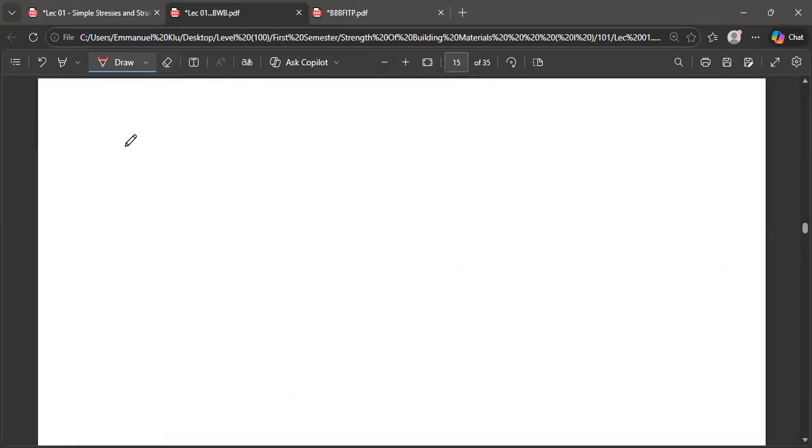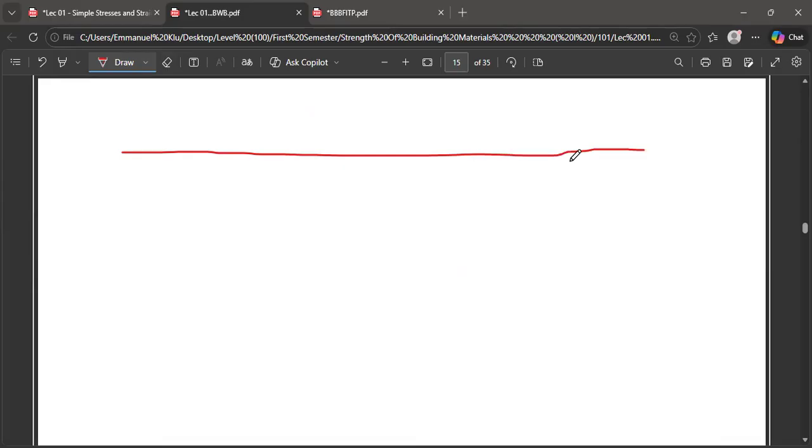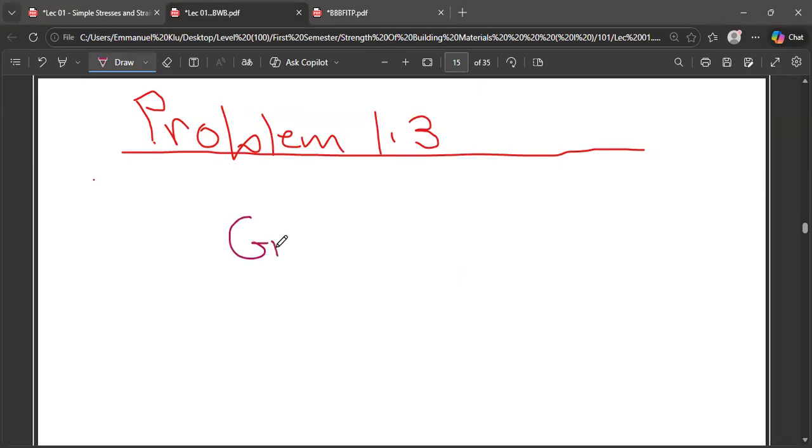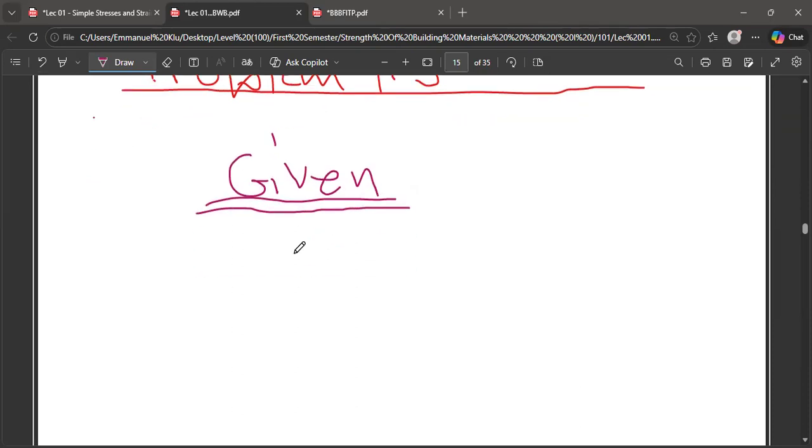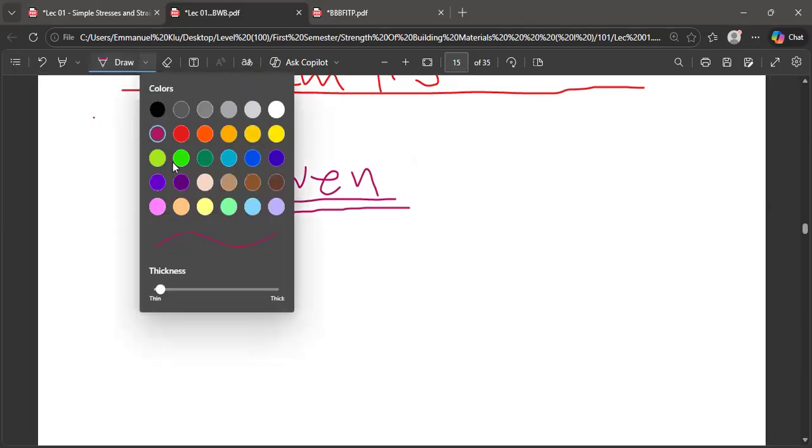So this is our problem 1.3. Can anyone read the question for me one more time? And this becomes our given. So we are going to write the given down. We said we should always write the given so that at the end of the day, we will not lose marks. Let's always remember to write down the given so that we will not lose marks.